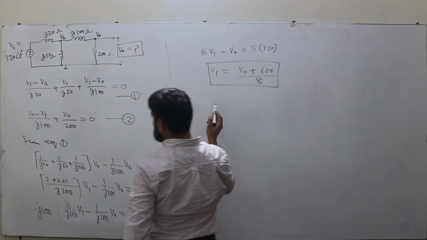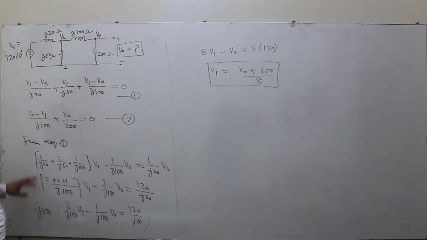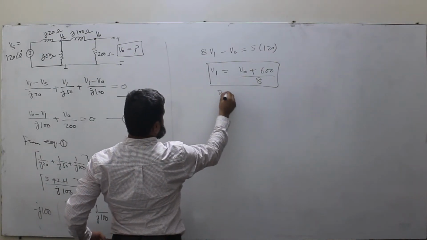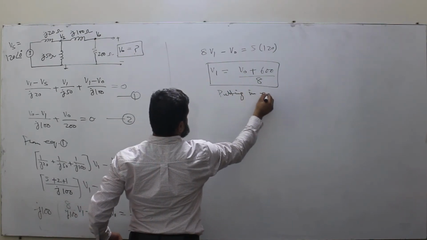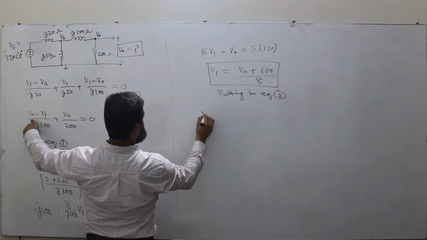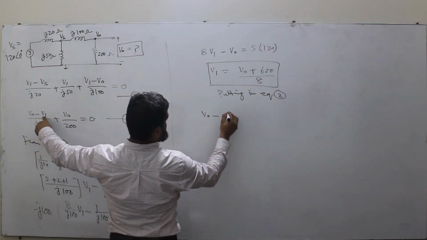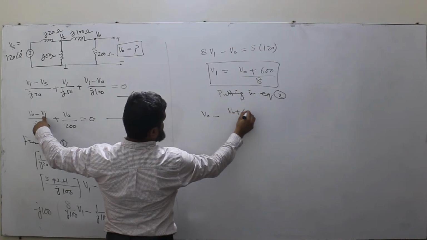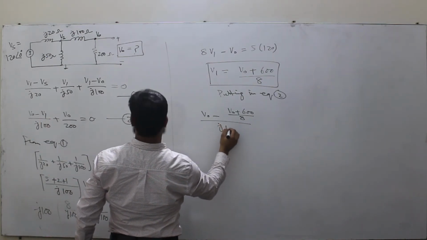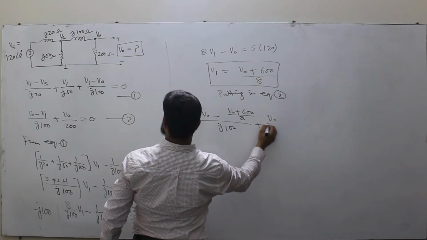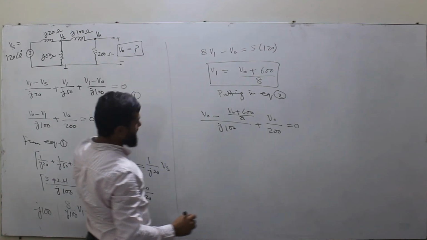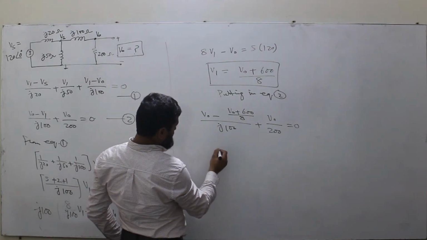We can simply substitute it. Since we have found this value from equation 1, we can substitute it in equation 2, which is V0 minus V1 divided by j100 plus V0 divided by 200, and now we only have V0, which is what we have to find out.